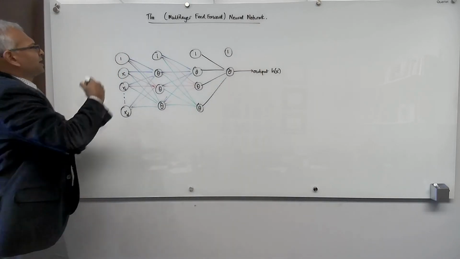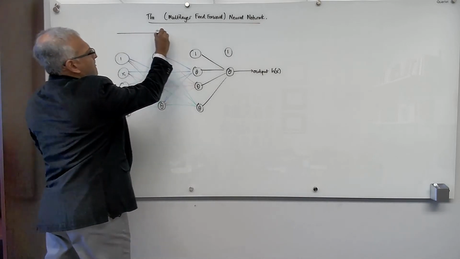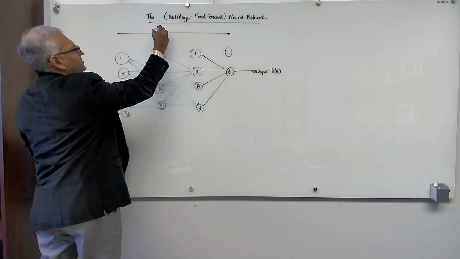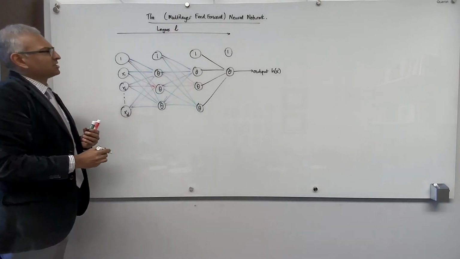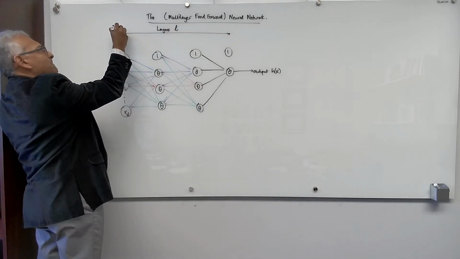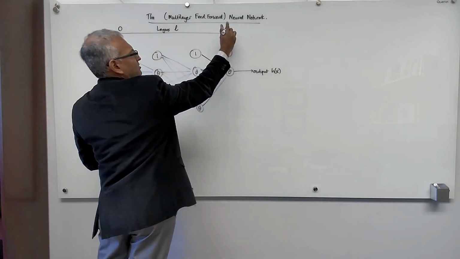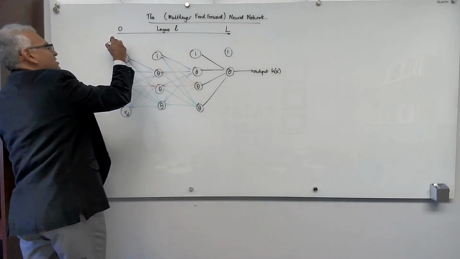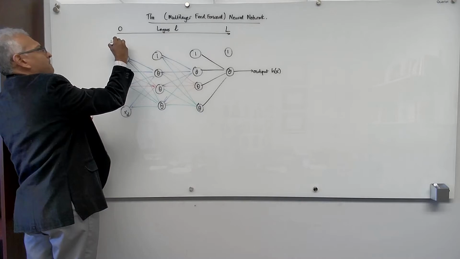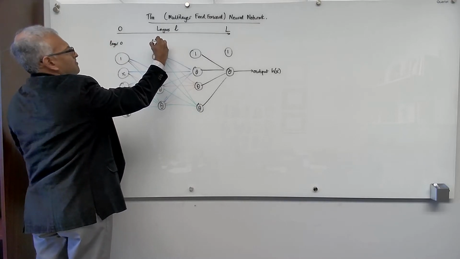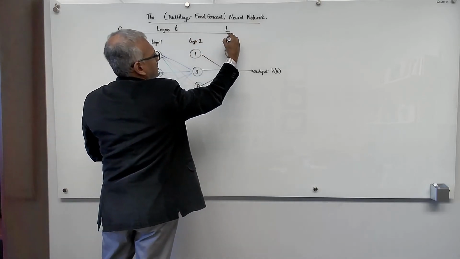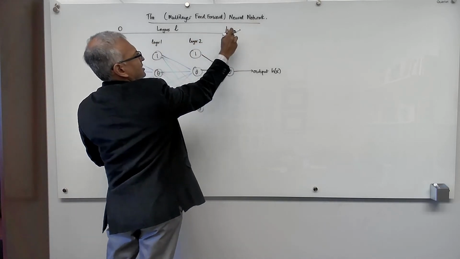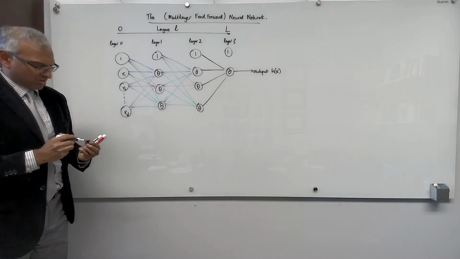So let us say that we have layers, and we'll use L to represent the layers. You have layer 0, and the final layer we'll call layer L. So here we have layer 0, layer 1, layer 2, layer 3, and in this case, big L equals 3. So that's the final layer.